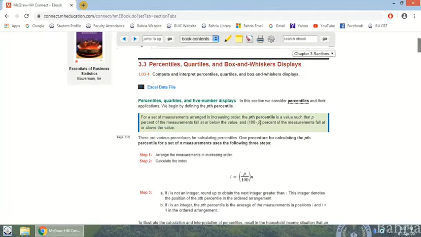So this is P, this is 100 minus P. This is the percent of the measurements which fall at or below the value. So you could be above this value, and you will be lying in the 2% range, if you can grasp this concept. Take another example, maybe the accident ratio. Any kind of percentage can be converted into a percentile by the number of values that exist.